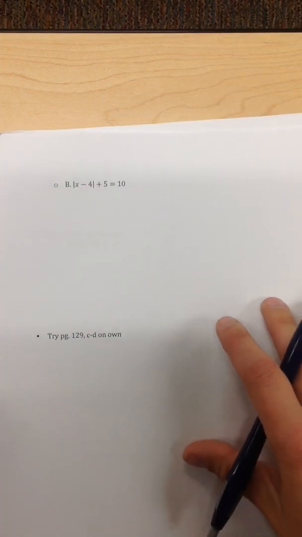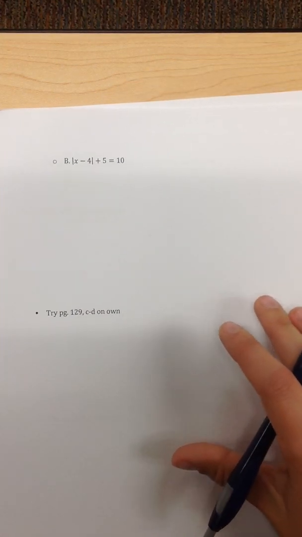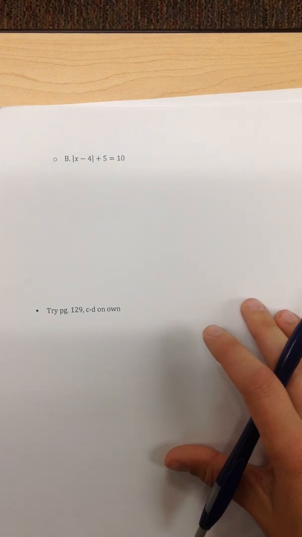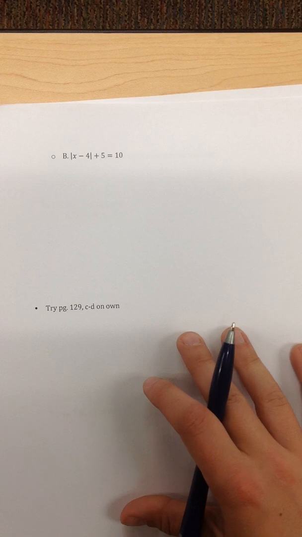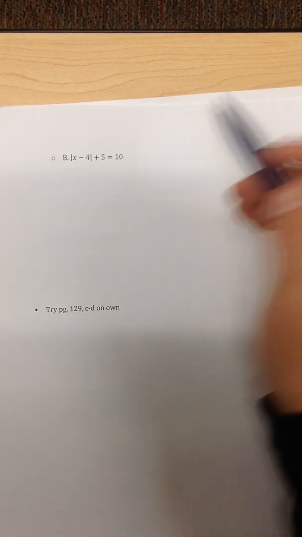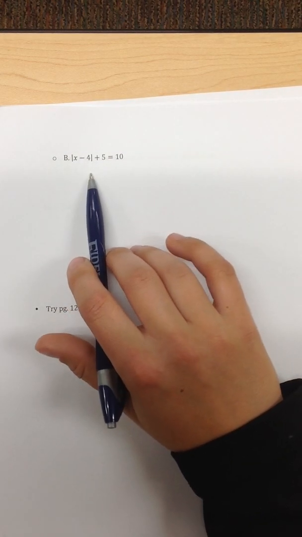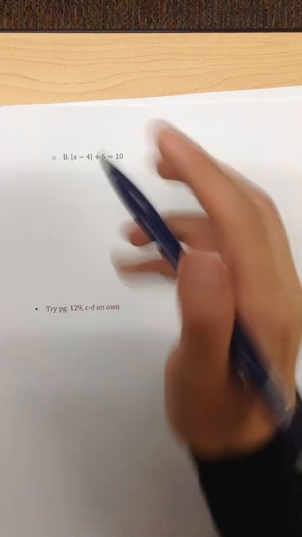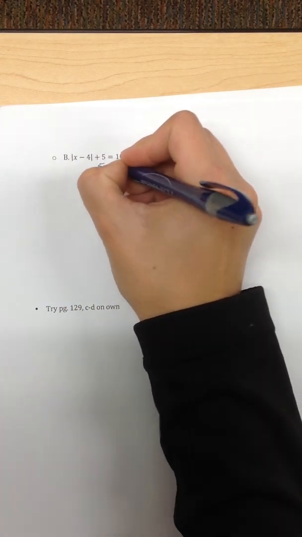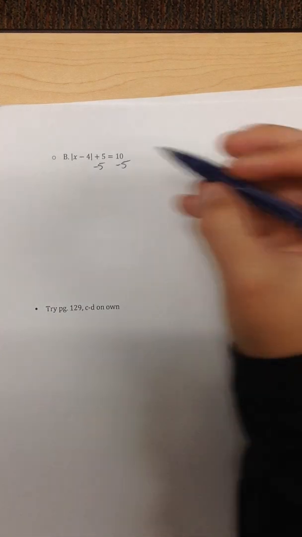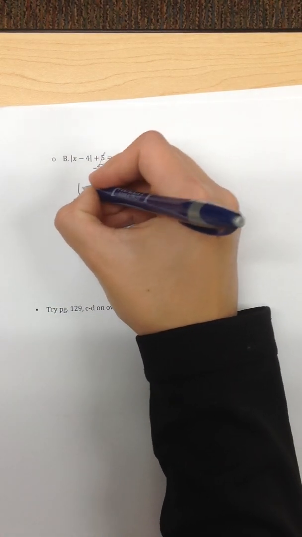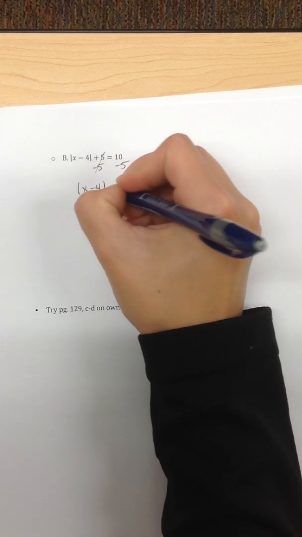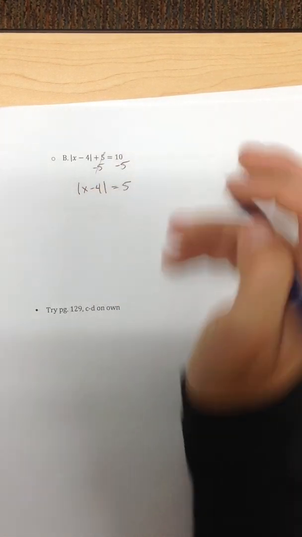Okay, try another one like that. So we've got absolute value of x minus 4 plus 5 is equal to 10. Same situation. We've got to get the absolute value by itself first. So this plus 5 is kind of in the way of that. To get rid of adding 5, we're going to do the opposite. We're going to subtract 5 from each side, because then the +5 and -5 cancel out. So I'll have absolute value of x minus 4 is equal to 10 minus 5, which is 5.